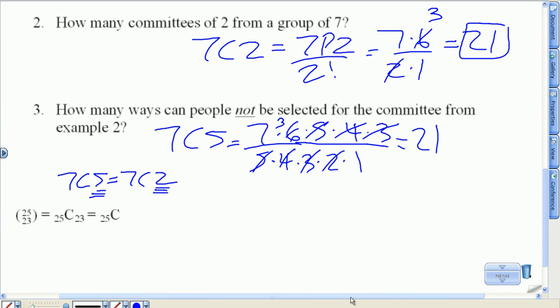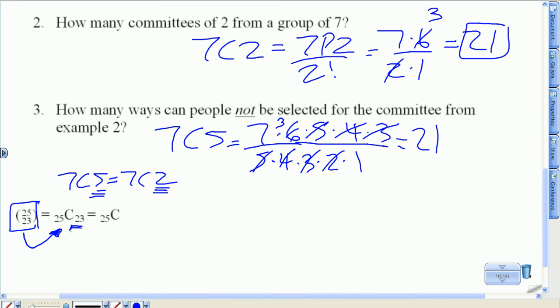So if we keep that in mind, 25 over 3. Now this is a notation. This means combination. See how it's in parentheses, the numbers are on top of each other. There is not a fraction symbol. That's another way of saying 25C23.